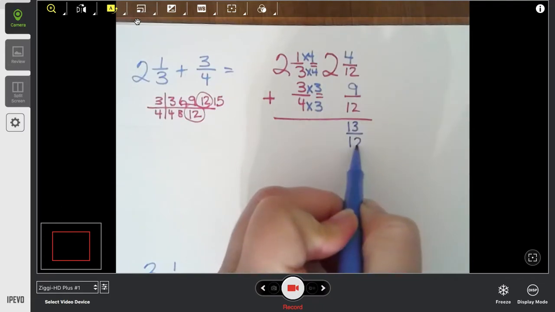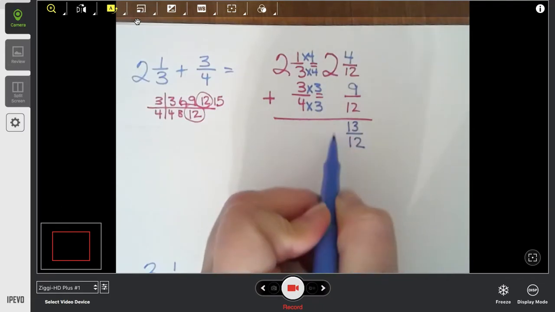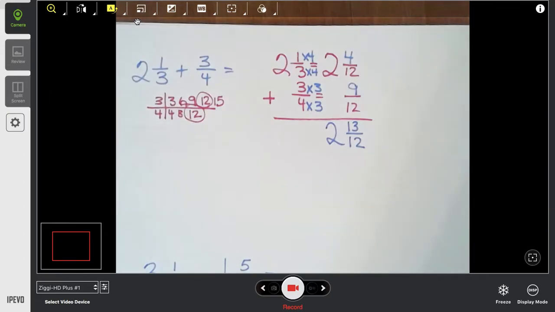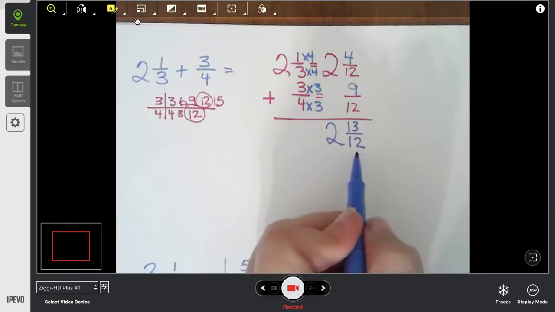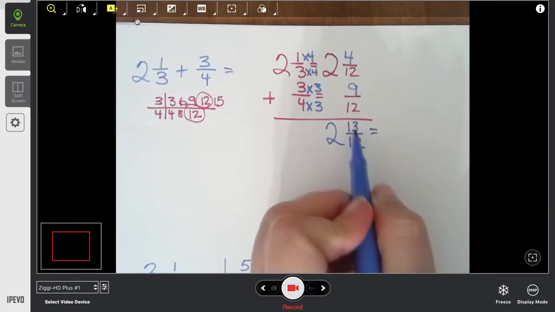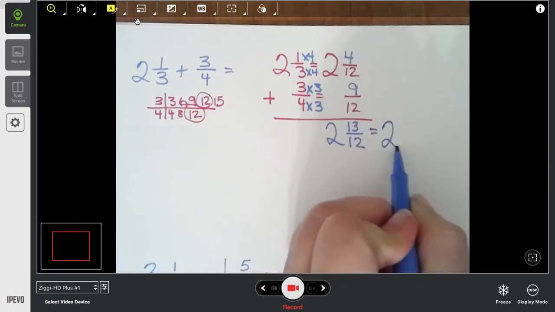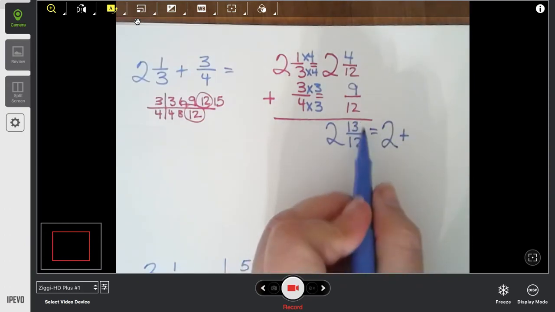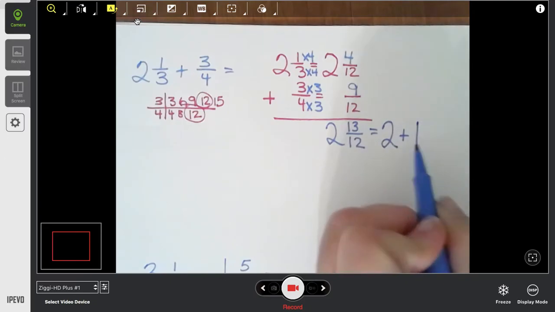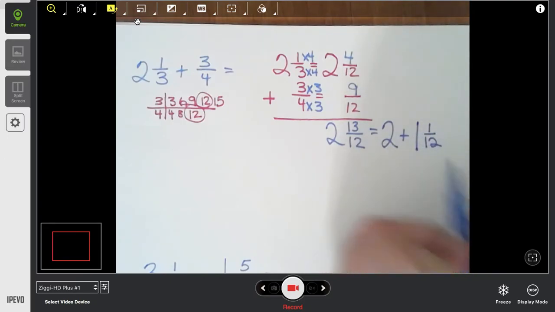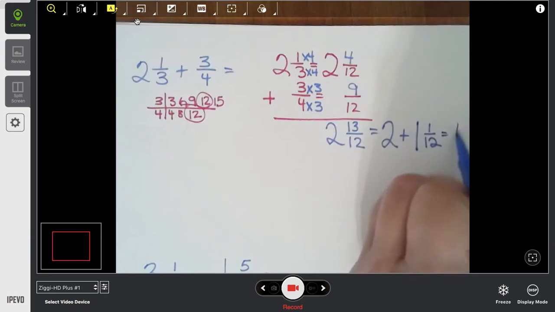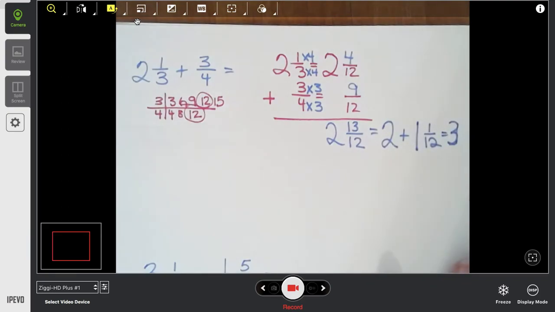And 2 plus 0 is 2. Now we have an improper fraction, so we need to fix that. So 13 twelfths, we don't want to lose the 2, but we're going to change 13 twelfths. I can get 1 whole out of 13 twelfths, and I'm left behind with 1/12. Together that would make 3 and 1/12.